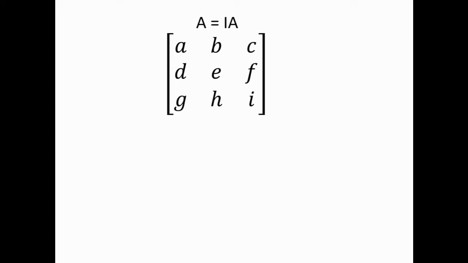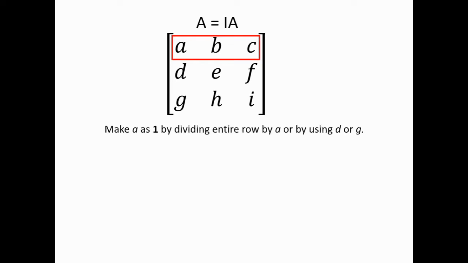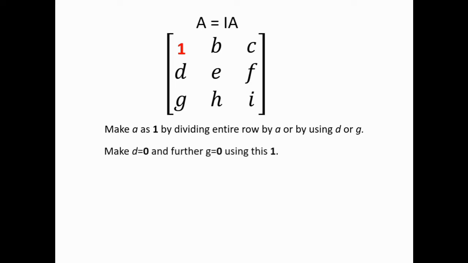We have to find the inverse of this matrix by using elementary transformations. Here I will be using row transformation. As you can see, the equation that I have written here is for row transformation, where I comes before A. To convert A into 1, we will either use D and G to make it 1, or we will divide the entire row by A, thereby making it 1. Once this A is converted into 1, I will use this one to convert D and G into zeros.